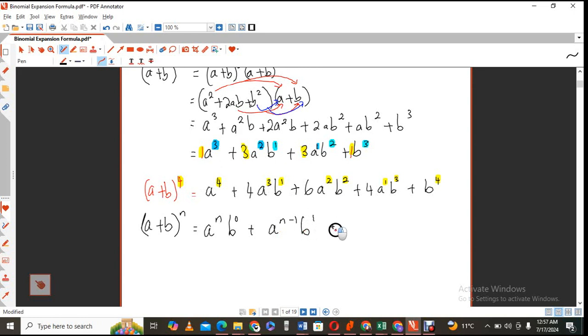And then we continue, the next one will be a raised to the power of n minus 2, it's decreasing, and b is gaining. And this continues until we arrive at a scenario, and maybe I should be explaining what we have here, where we're going to have the last term as b to the power of n, and a will be to the power of 0. That is what we're going to get.